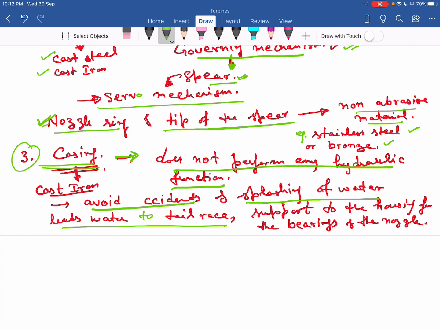Another function is that it also supports the housing for the bearings of the shaft. It also supports the nozzle, and the braking nozzle is also supported on the casing. So these are the main functions of the casing that we use in the Pelton turbine. Now the material for the casing is cast iron. Okay, so this is the basics of the Pelton turbine: how this turbine works and the various components of the Pelton turbine. Okay, thank you.